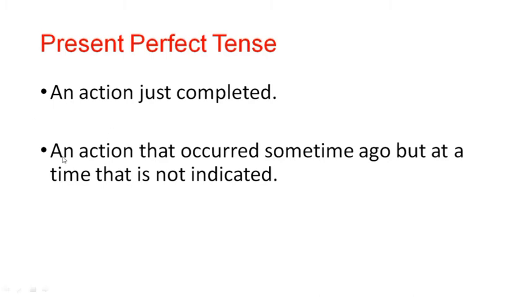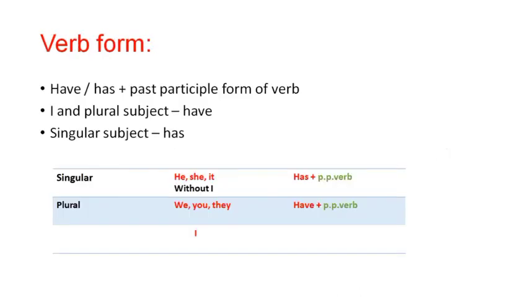Look at the second condition: an action that occurred some time ago, but the time is not indicated. The action is completed, but the time is not indicated. So here also you have to write the sentence in present perfect tense. Look at the verb form here. What do you have to write? Have or has, plus the past participle form of the verb.